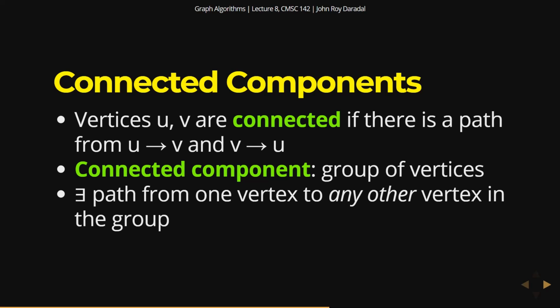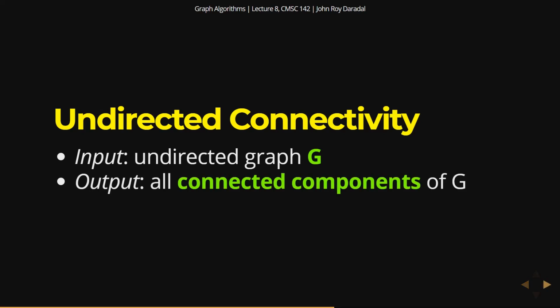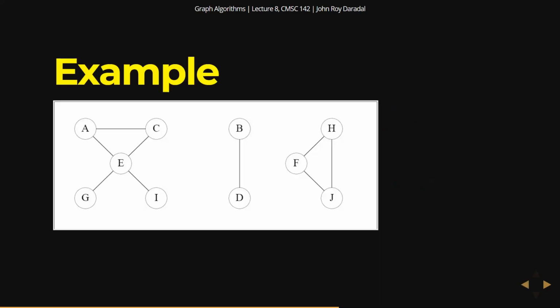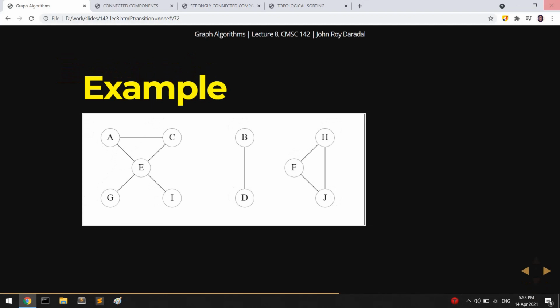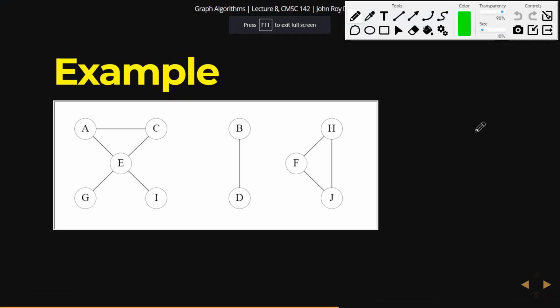Okay, so for undirected connectivity, that means that we are given an undirected graph as our input. And our output would be to find all the connected components of that graph. Now, if we were given the graph visually, it would be quite easy to see what the connected components are, because just looking at this one, it's easy to see that there are 3 components to the graph, right?